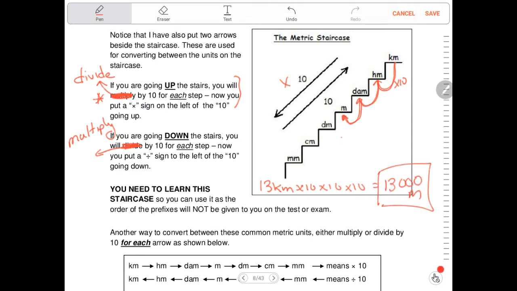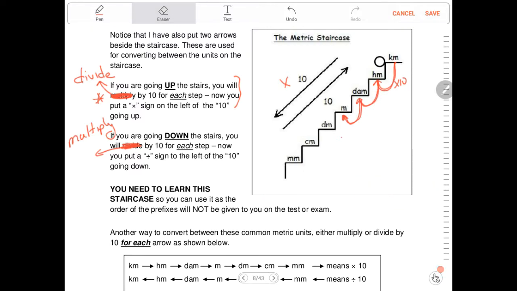Now, don't get me wrong. I know you've been taught throughout your life how to convert between meters, kilometers, centimeters, and all of those rules still apply. But I'm just trying to show you another method right now, how to use the staircase method. So I'll just summarize this one last time.